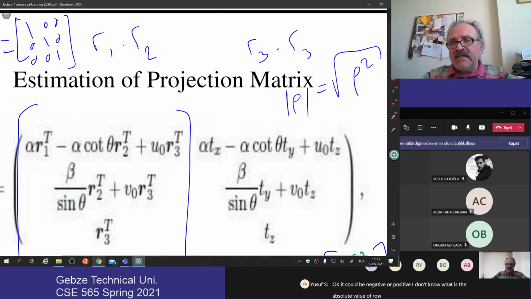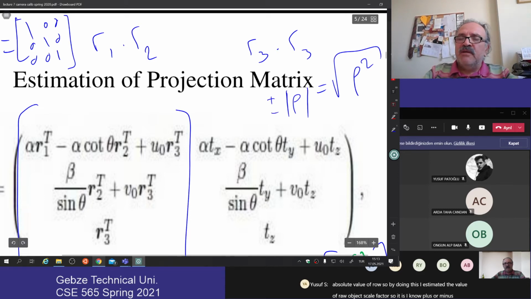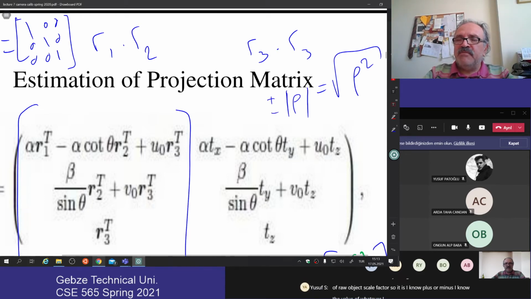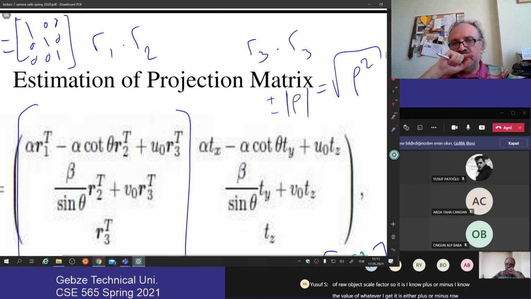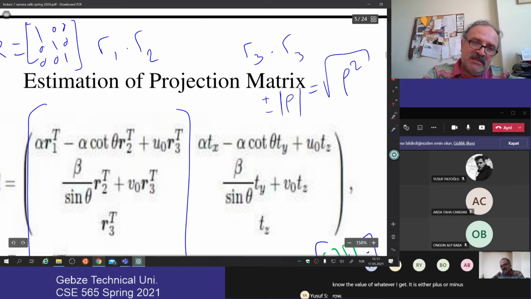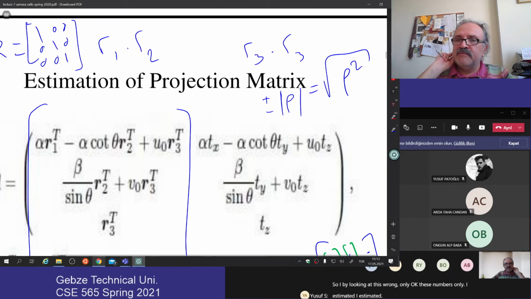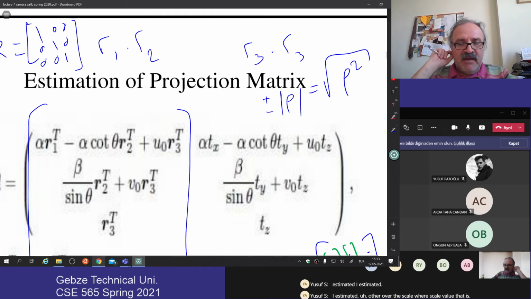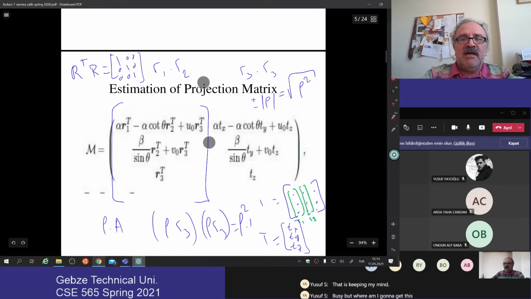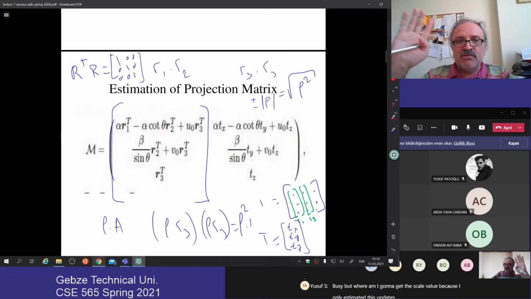So by doing this, I estimated the value of rho up to a scale factor. So it is, I know, plus or minus. Whatever I get, it is either plus or minus rho. So by looking at these numbers only, I estimated the rho value, the scale value that is keeping my mind busy. But where am I going to get the scale value? Because I only estimated this up to a scale. Right? So I found it.